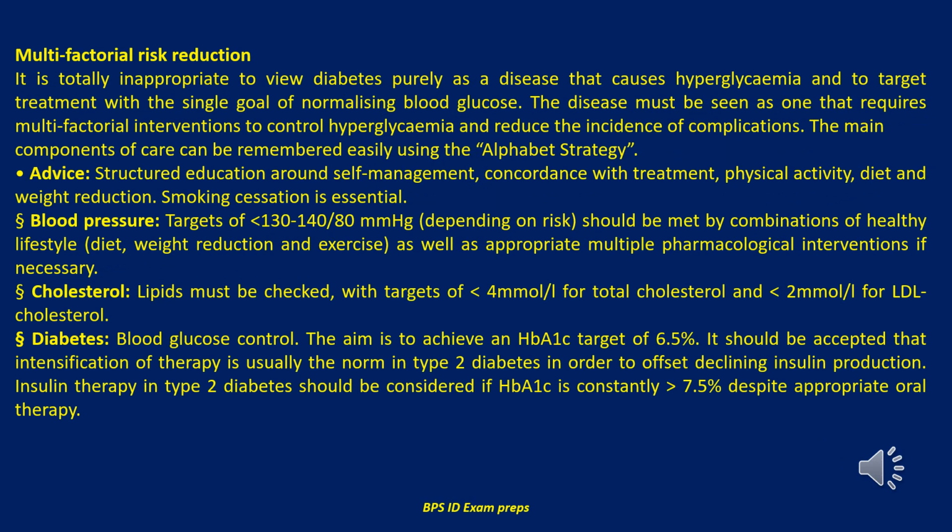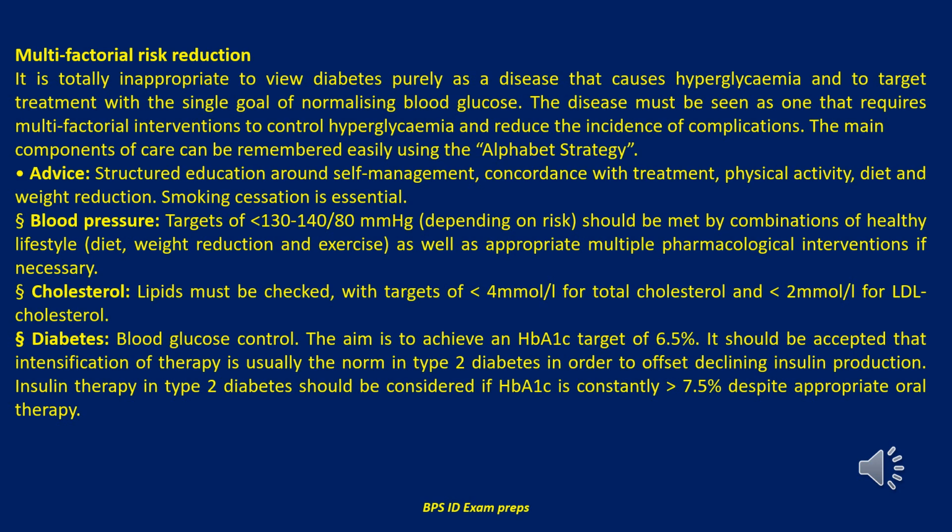Let's now talk about multifactorial risk reduction. It is totally inappropriate to view diabetes purely as a disease that causes hyperglycemia and to target treatment with the single goal of normalizing blood glucose. The disease must be seen as one that requires multifactorial interventions to control hyperglycemia and reduce the incidence of complications. The main components of care can be remembered easily using the alphabet strategy, which is as follows.